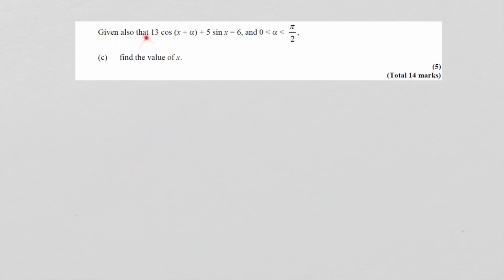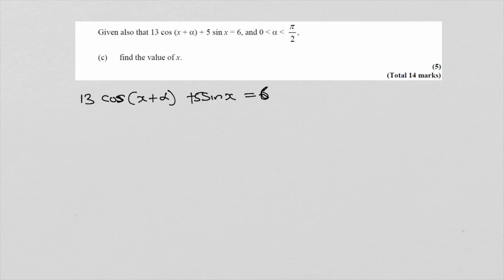Given also that 13 cos of x plus alpha plus 5 sine x equals 6, find the value of x in the domain of 0 less than x less than pi over 2. Pi over 2 is 90 degrees. Okay, so we have 13 cos of x plus alpha plus 5 sine x equals 6.